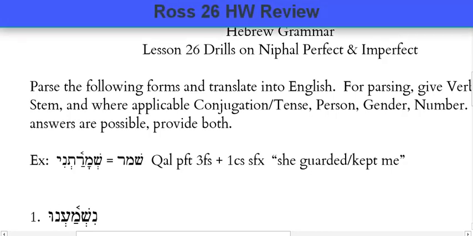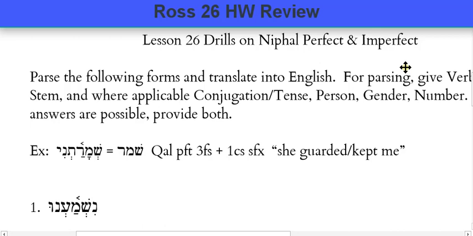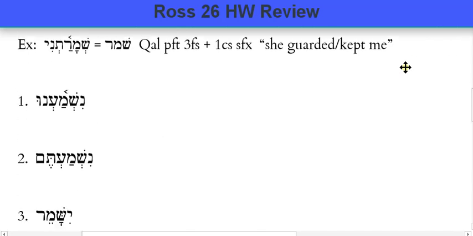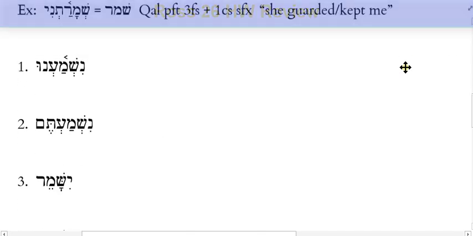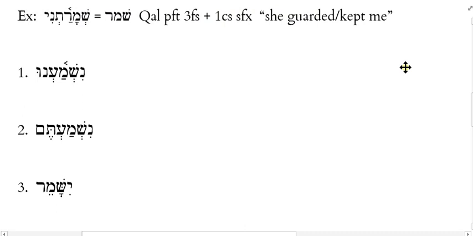Okay, so we're going to do the drill sheet for lesson 26. This is on the Nifal stem. And you're going to parse each form, identifying the 3 root letters and then what the stem is. And then if you can identify prefixes and suffixes, we can determine which conjugation pattern it follows in the Nifal. There might be some other stem forms in here just to help distinguish the Nifal from the Qal.